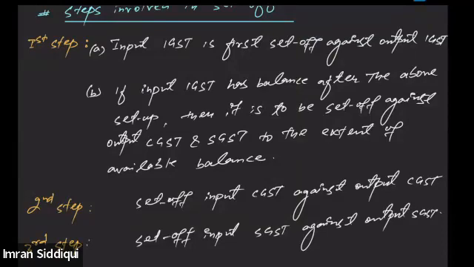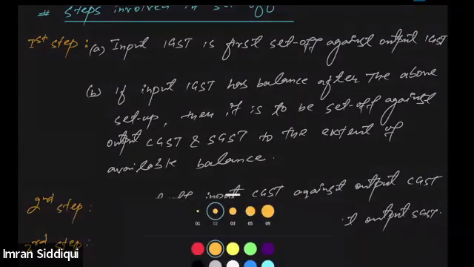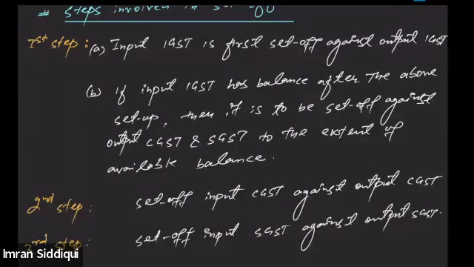All right. So these are the various steps that we follow to adjust the GST. Number one, first of all, we try to adjust the input IGST. The first step in the adjustment or setting off of the GST is setting off the input IGST. That means the IGST that we have paid at the time of purchase.